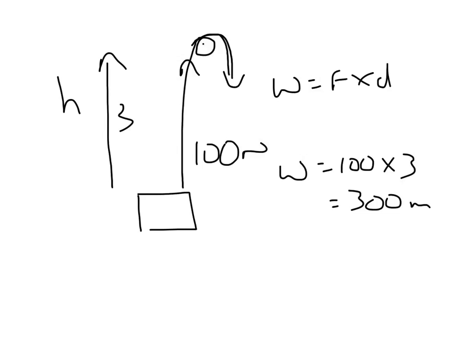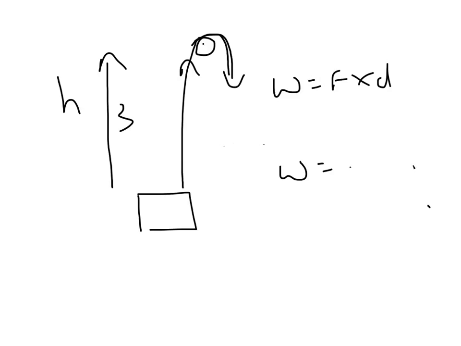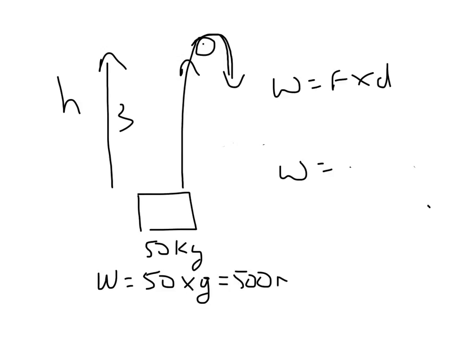Okay, now what we can do, we can take a step further. Let's consider still work is force times distance. Let's remove this 100 newtons. And let's say, for example, the mass of the block is now 50 kilograms. So therefore its weight, okay, will be 50 times gravity. So in this case, if we take gravity to be 10, just to make the maths easier, is 500 newtons. That's the weight of the block.